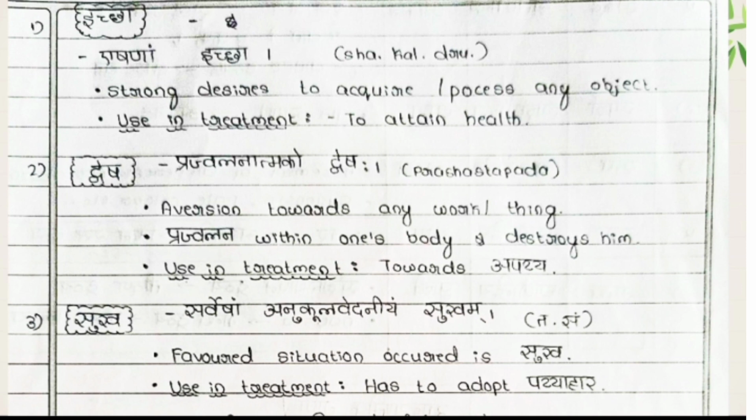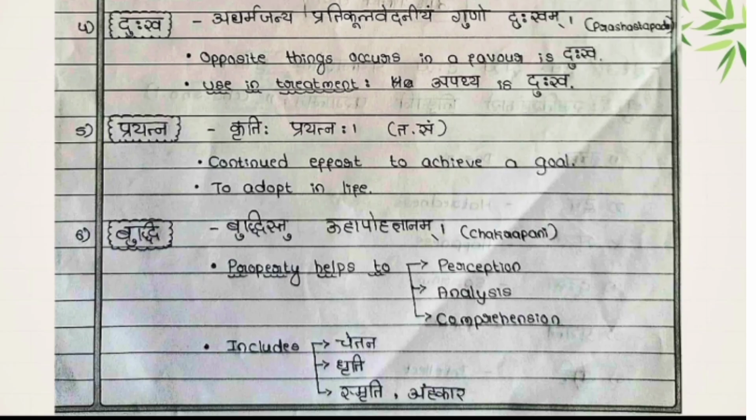Next is sukha. Sarvesham anukula vedaniyam sukham. Favored situations occurring in life are nothing but sukha. So adopting pathyahara will provide sukha. Next is dukha. Dukha, adharmajanya pratikula vedaniyam gunah dukham. Opposite things occurring against the iccha of a patient or a person are nothing but dukha. Its use in treatment: apathya is dukha.